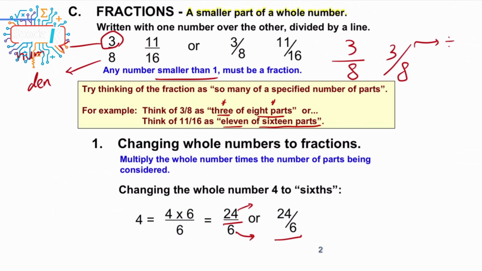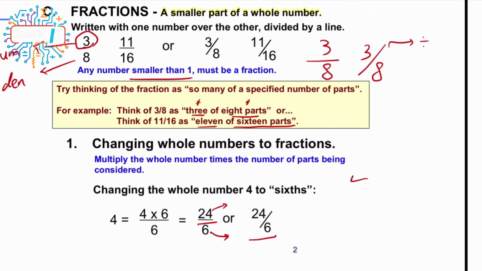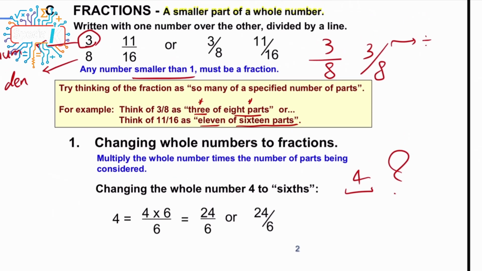The first answer for this one is that any whole number can be written as a fraction. So you heard it right, folks. It means that if I have 4, I still can write it down as a fraction. But here's the question: how can I do that? Let's look at some kind of simple example over here. Imagine that I have 4 as a whole number, right?